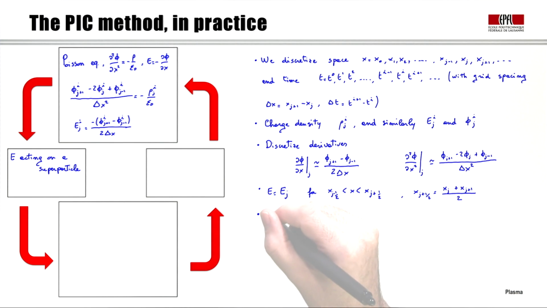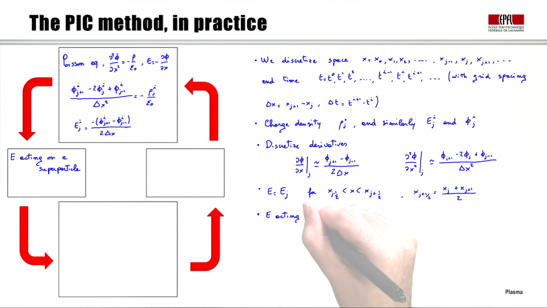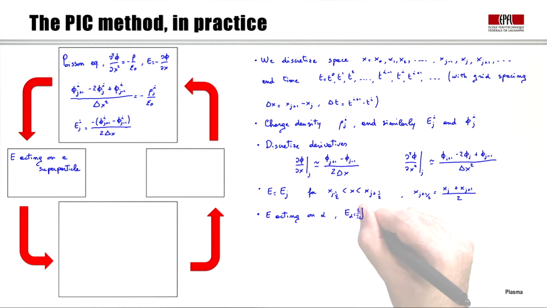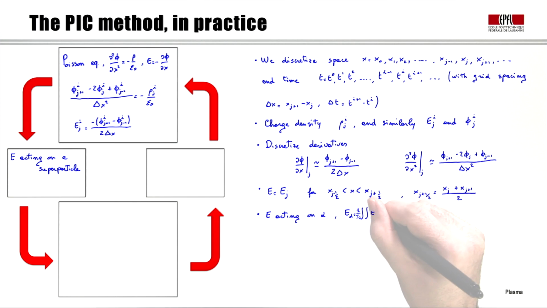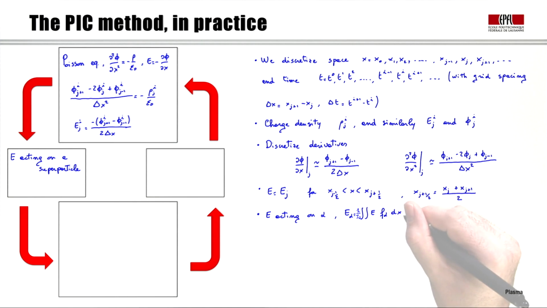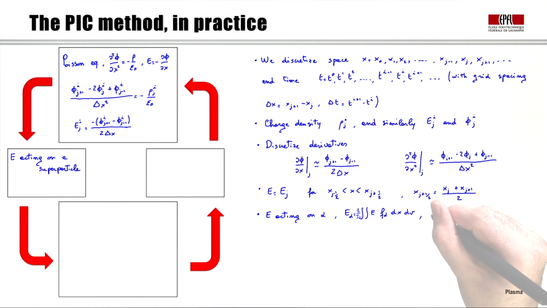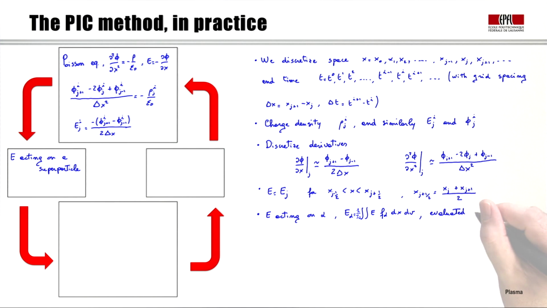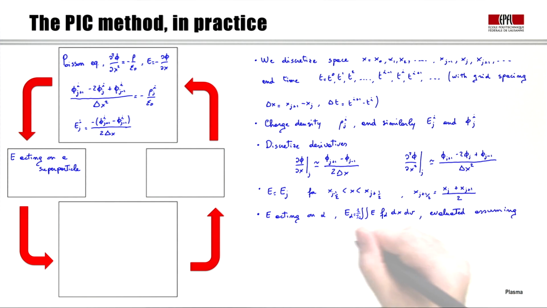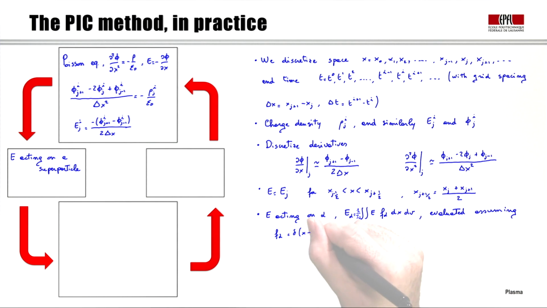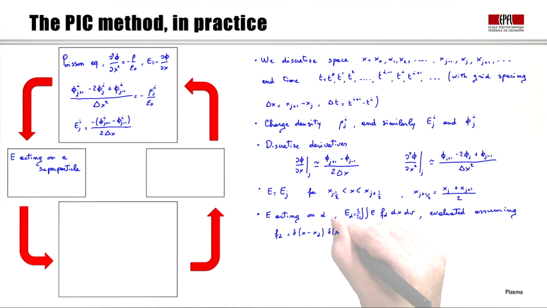And as we have just seen, the electric field acting on the superparticle alpha, which is defined as E alpha, the double integral of E f alpha dx dv, can be readily evaluated if we assume that f alpha is equal to the product of delta Dirac functions centered around x alpha and v alpha.